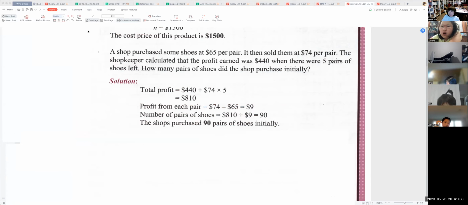So who can read the question for me? Ethan, can you read the question for me? A shop purchased some shoes at $65 per pair. It then sold them at $74 per pair. The shopkeeper calculated that the profit earned was $440 when there were 5 pairs of shoes left. How many pairs of shoes did the shop purchase initially? Okay, very good. Thank you.